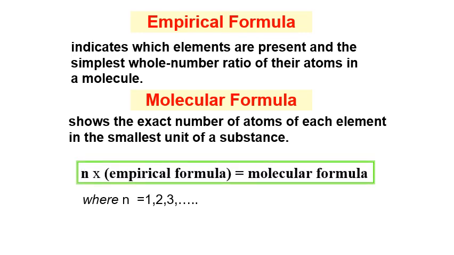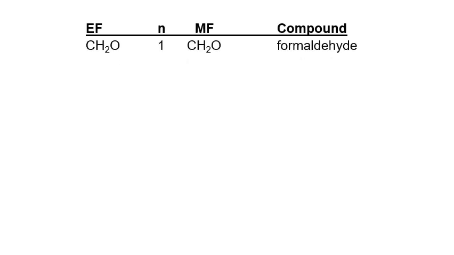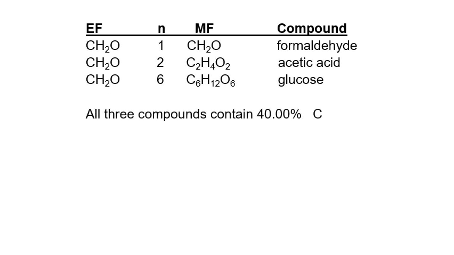N times empirical formula is equal to molecular formula, where n is an integer 1, 2, 3, and so on. If we look at these three compounds, formaldehyde, acetic acid, and glucose, all have the same empirical formula but different molecular formula.